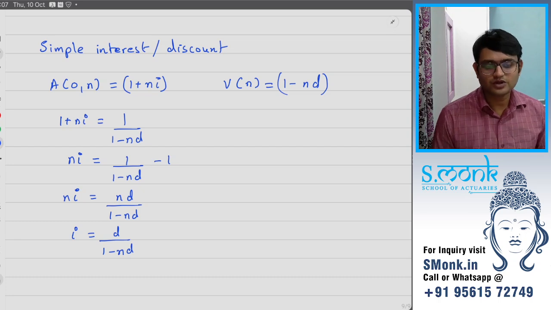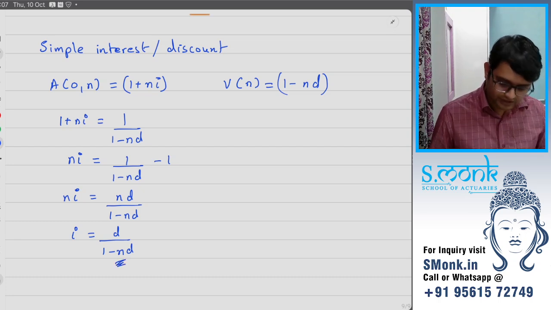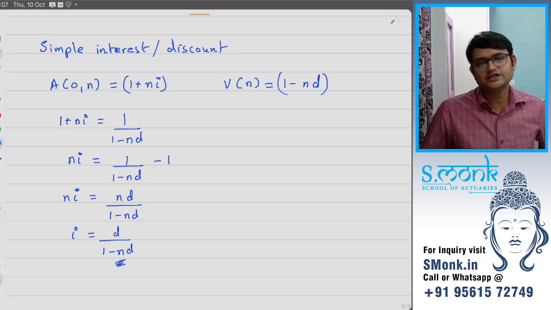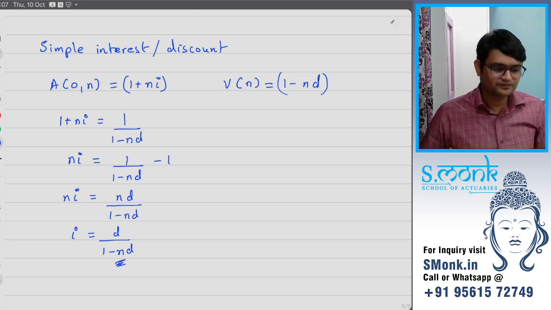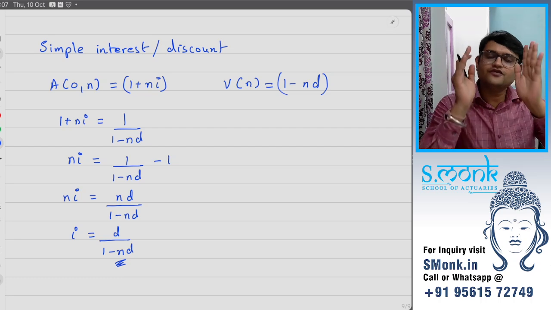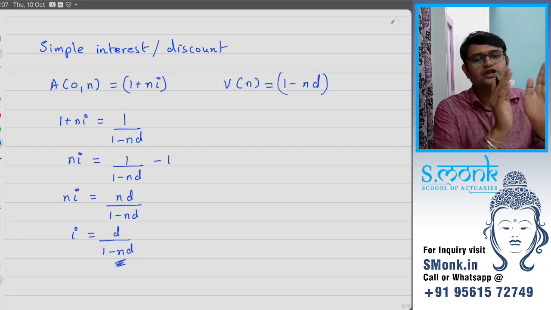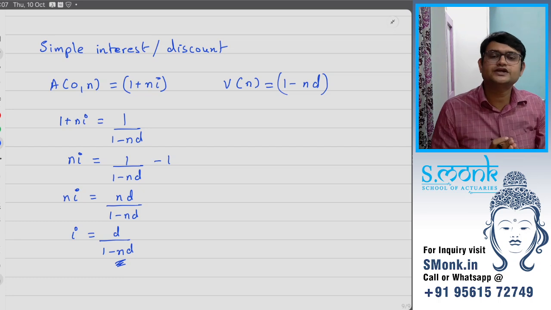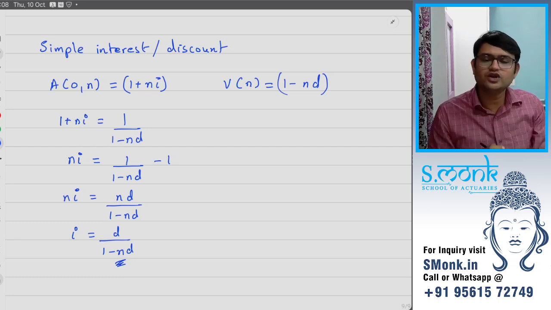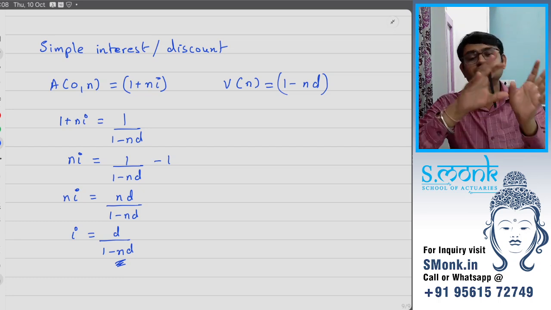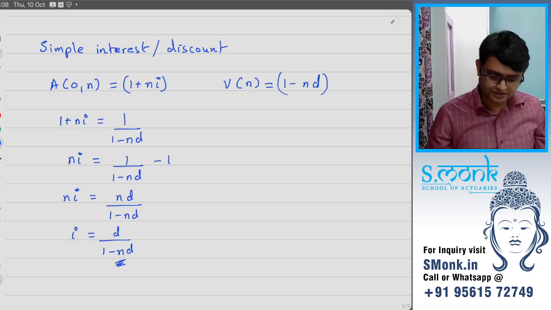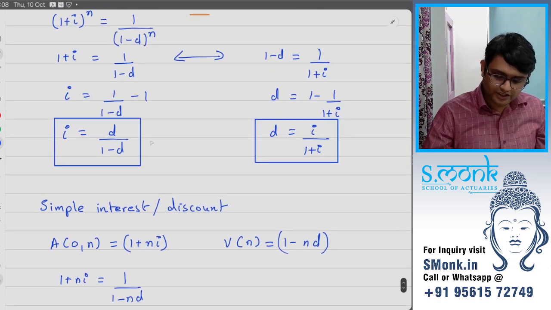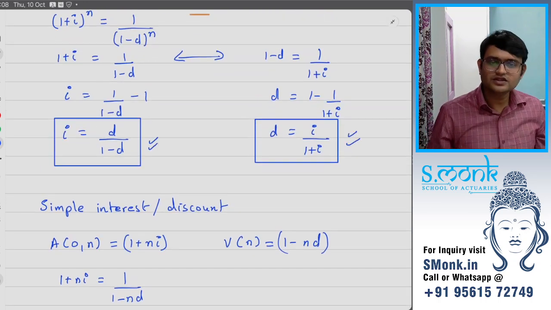We can create a formula, but you can see here it is dependent on n. So the conversion will work only for one single time period. So if you are calculating for 5 years, you can convert your discount rate to interest rate or interest rate to discount rate, not a big problem. But you cannot use that conversion then to calculate for 4 years or 10 years or 15 years. But you can do that here. You can see these are independent of n. There is no n here.